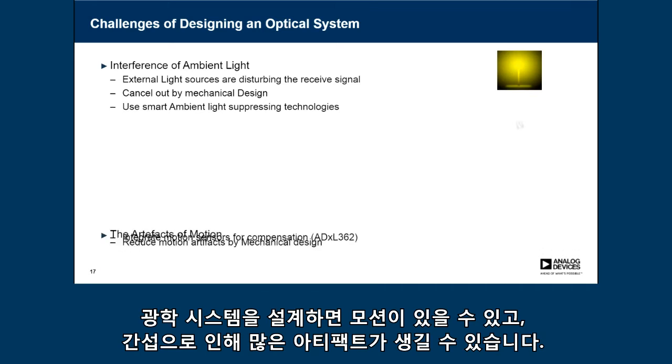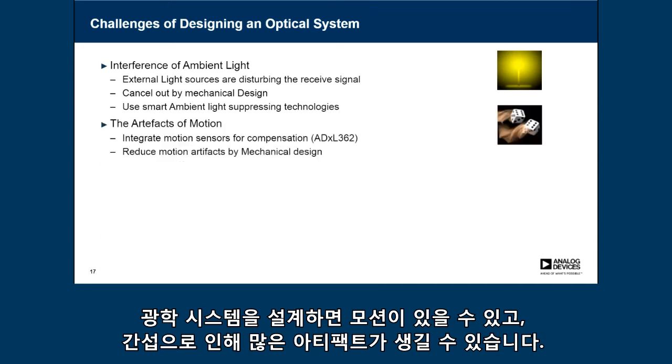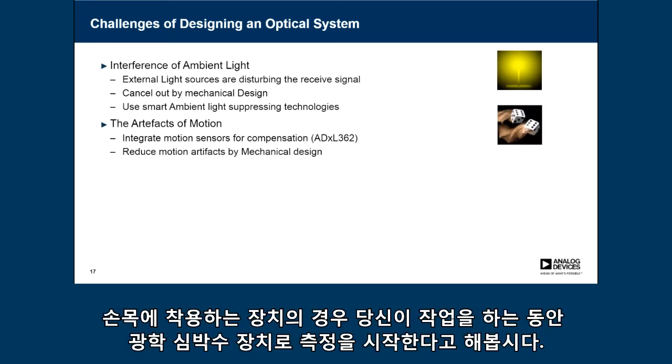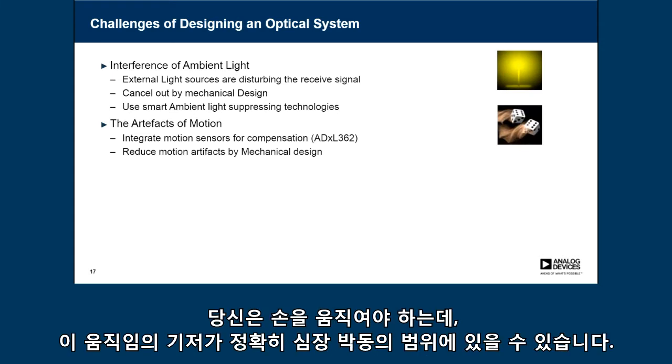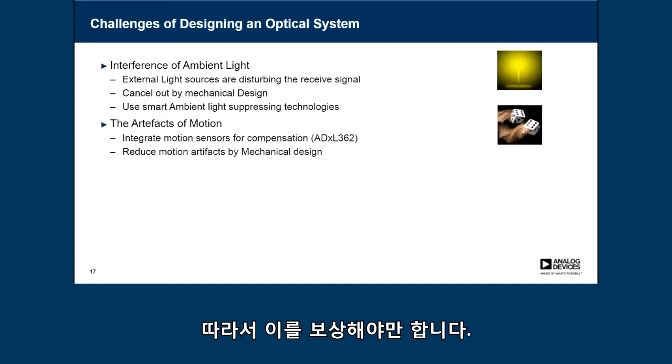When you start to design an optical system, motion is also an interferer that could give you a lot of artifacts. Assuming you have a device which is being worn on the wrist, and you start measuring your optical heart rate while you do a job, you're moving your hands, and the pace of moving your hands could be exactly in the range of your heartbeat. So you need to compensate for that.